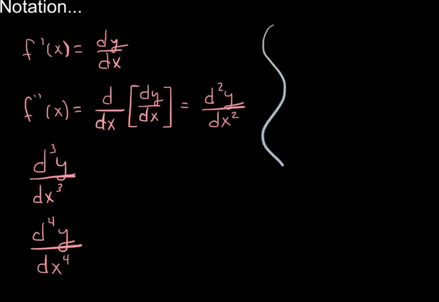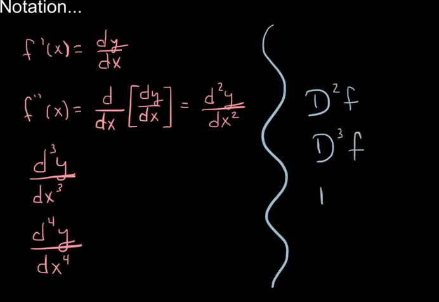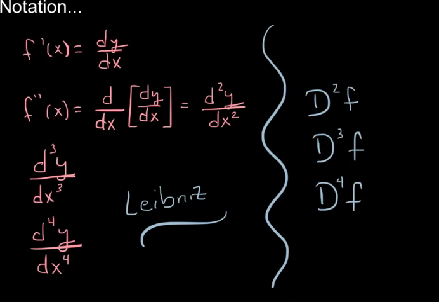Now it's not common at all, but every once in a while you may come across the second derivative written with the capital D, the third derivative, and so on. This notation on the left here is credited to the mathematician Leibniz, and on the right to Euler.